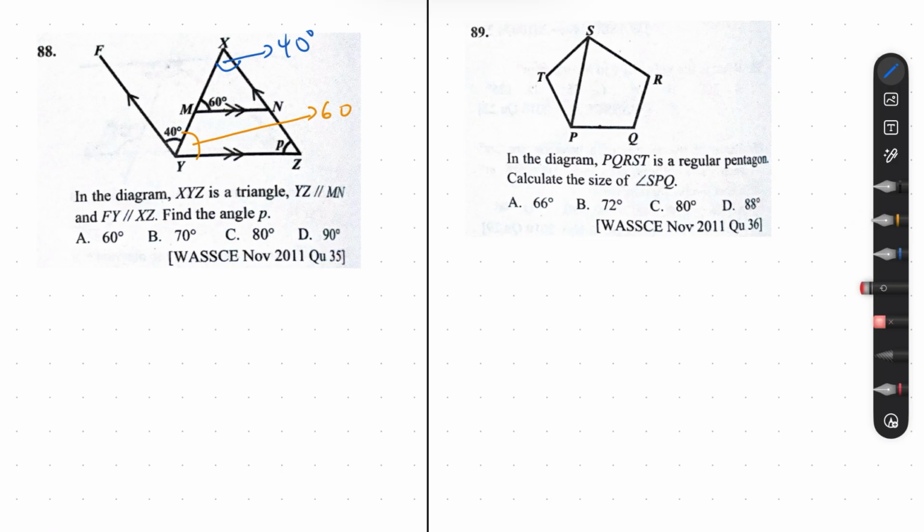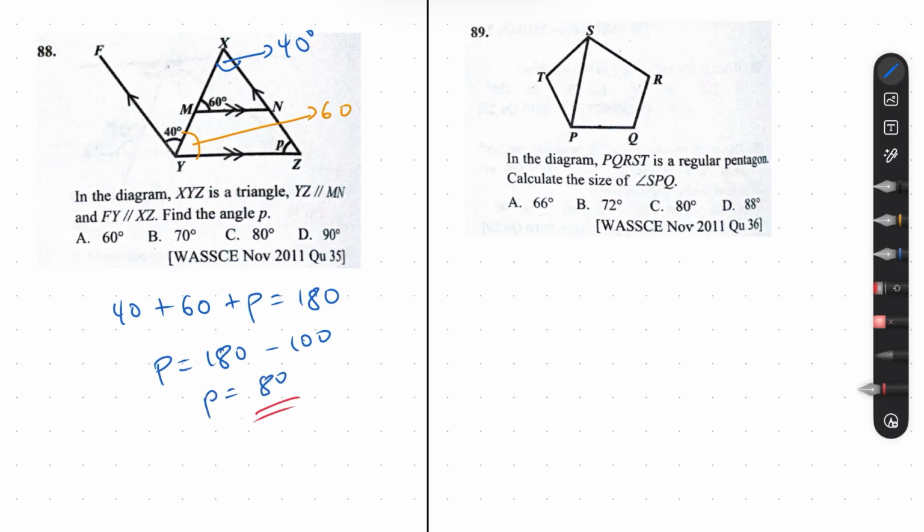Now, since we know this angle and we know this angle, we can easily find this angle, right? When we add these angles, we should get 180, because the angles in the triangle add up to 180. Okay? Cool. So that means 40 plus 60 plus P should give us 180, right? So P is equal to 180 minus 100. P gives us 80. P is 80, which is C.